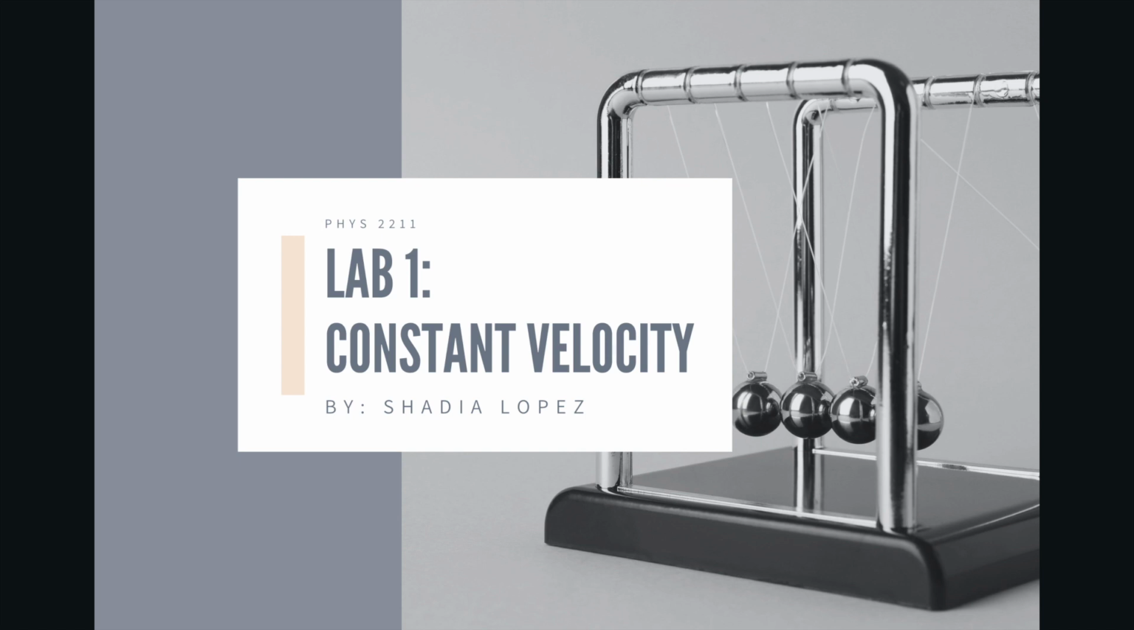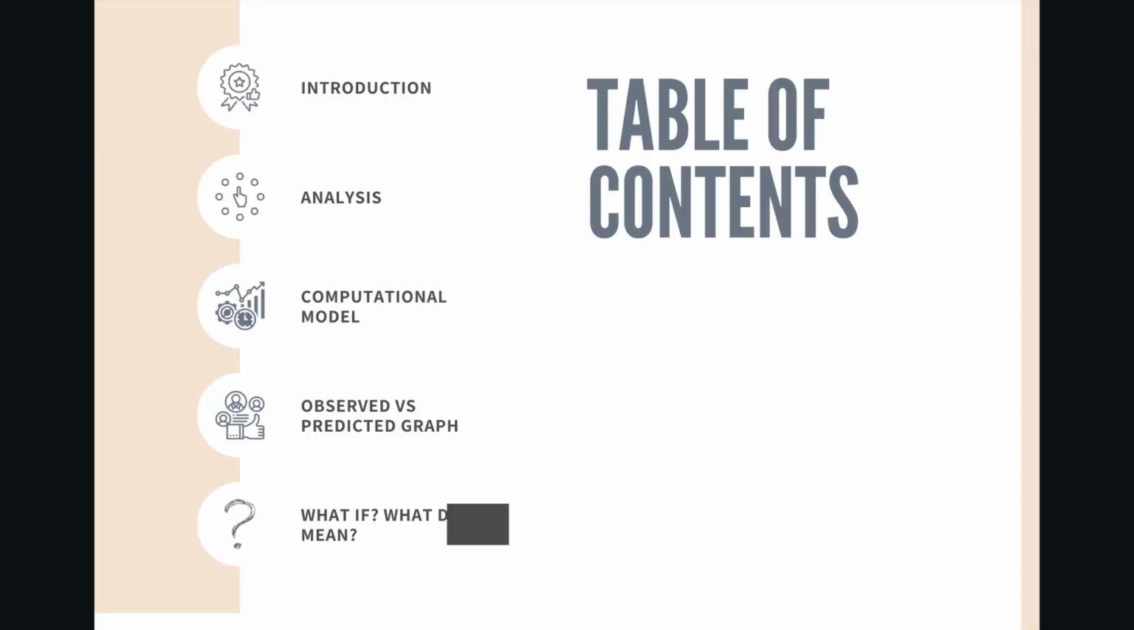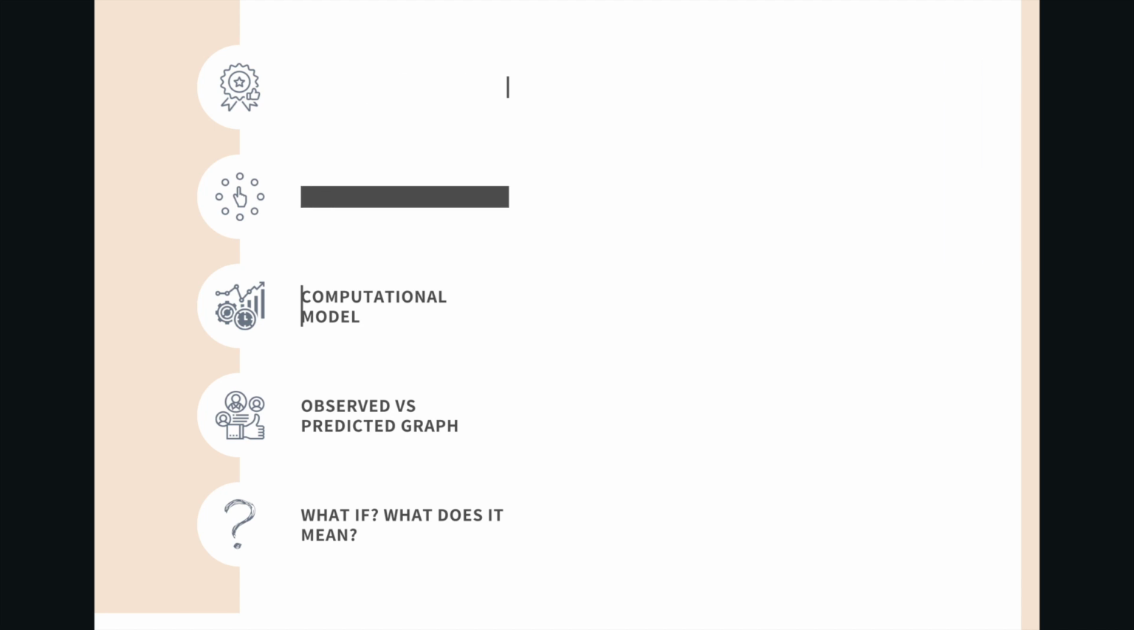Hi, I'm Shalia Lopez, and this is my Constant Velocity Lab for Physics 2211 with Dr. Yonker. We'll go through the introduction, purpose, analysis, computational model, observed versus predicted graph, and finally the "what if" and "what does it mean," which is basically the conclusions of the entire experiment.